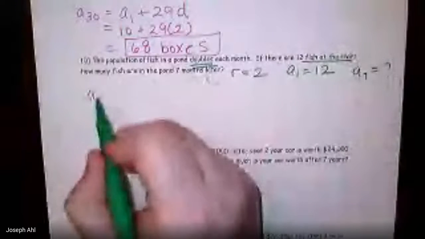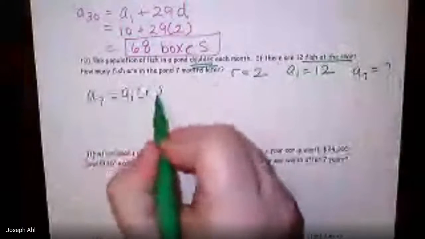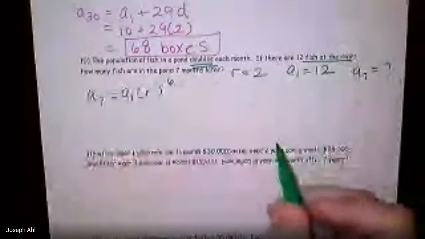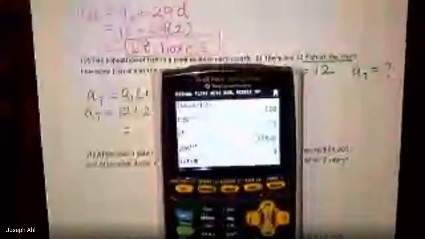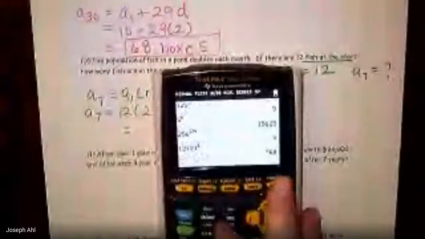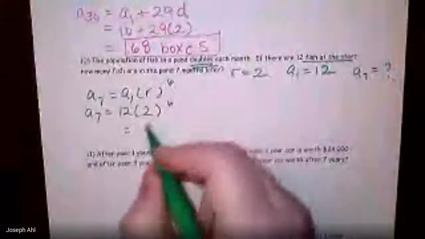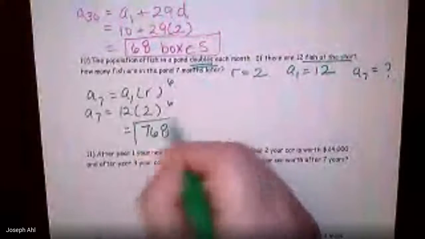So in a geometric sequence, A7 equals A1 times R to the 6th. So A7 would be, in this case, 12 times 2 to the 6th. It's going to be a lot of fish here, guys. 12 times 2 to the 6th is 768 fish in the 7th month.